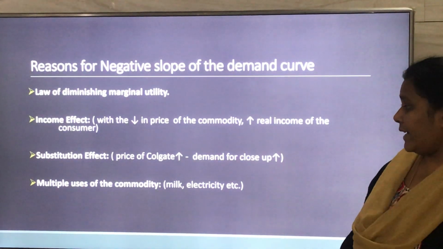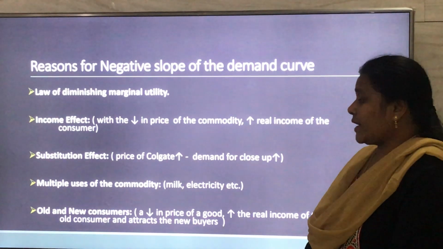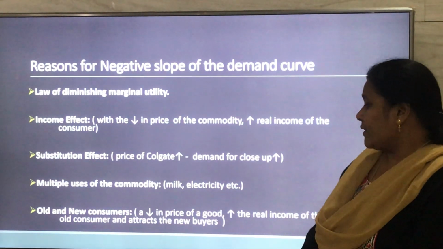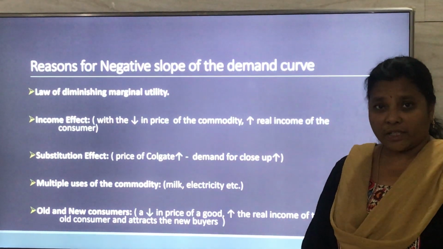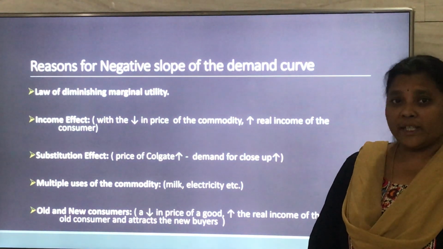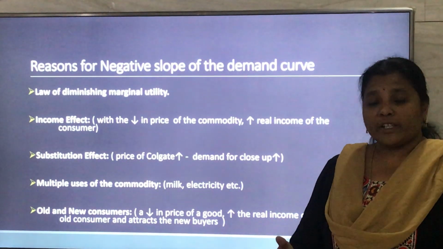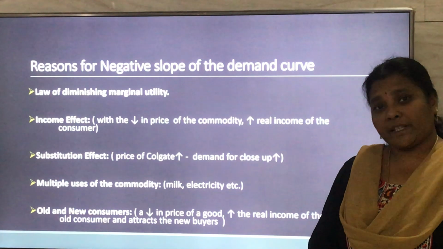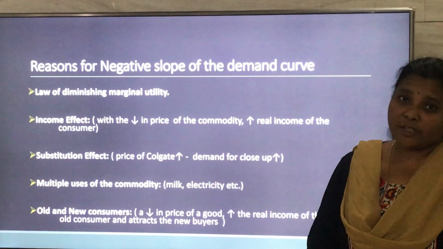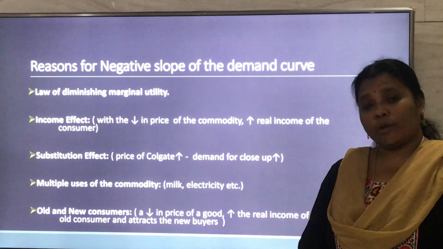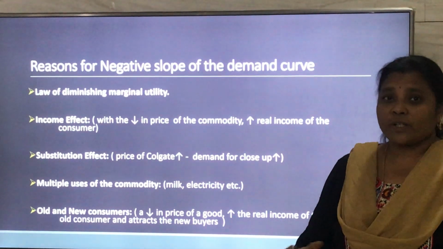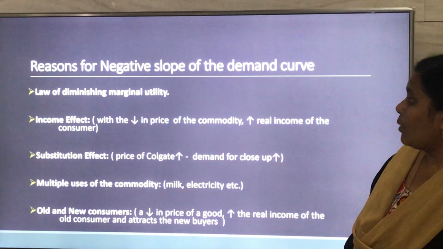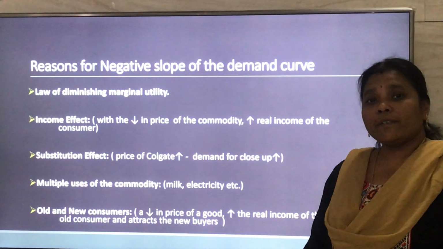The next reason why the demand curve has a negative slope is old and new consumers. With the decrease in the price of a particular commodity, the real income of the old consumer will increase, so he is able to buy more of the commodity at a lesser price, and the demand for the commodity increases. At the same time, new consumers who could not buy the commodity at a higher price will start being attracted to it as the price decreases. So this is also one reason why the demand curve has a negative slope.